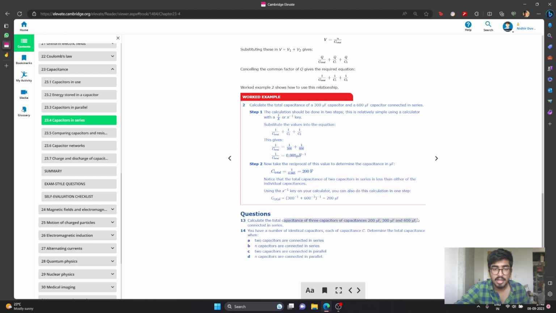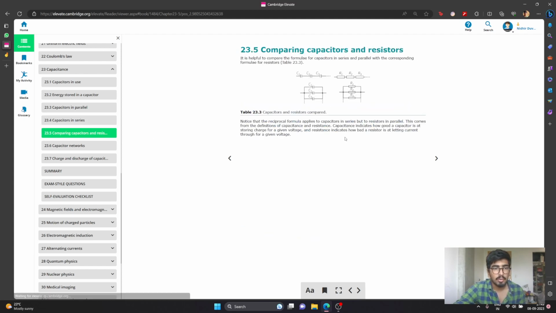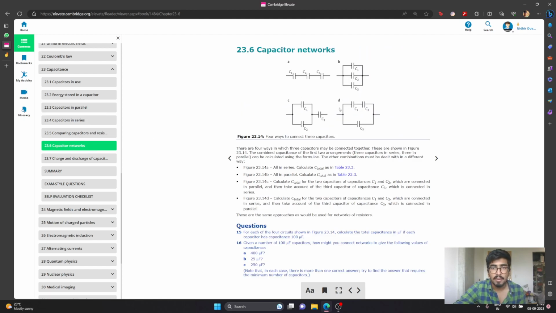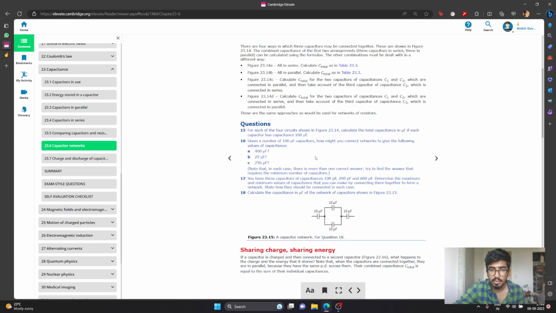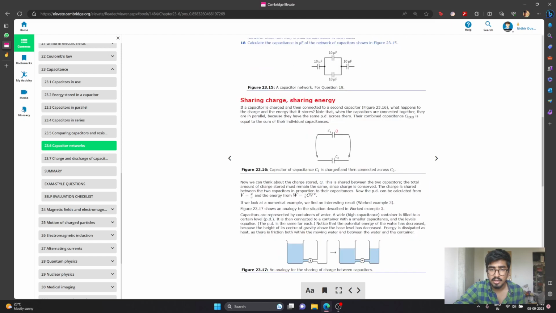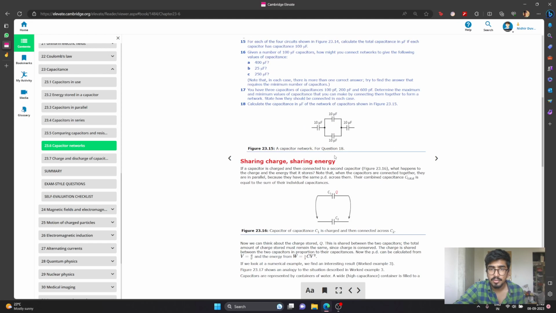So if these three capacitances are connected in series, what is the total capacitance? This is an easy, straightforward question. And then, as we talked about, these are opposites. Maybe this is an important topic. This is the capacitor networks topic that I'm talking about, right? So these are the things that we want to think about.